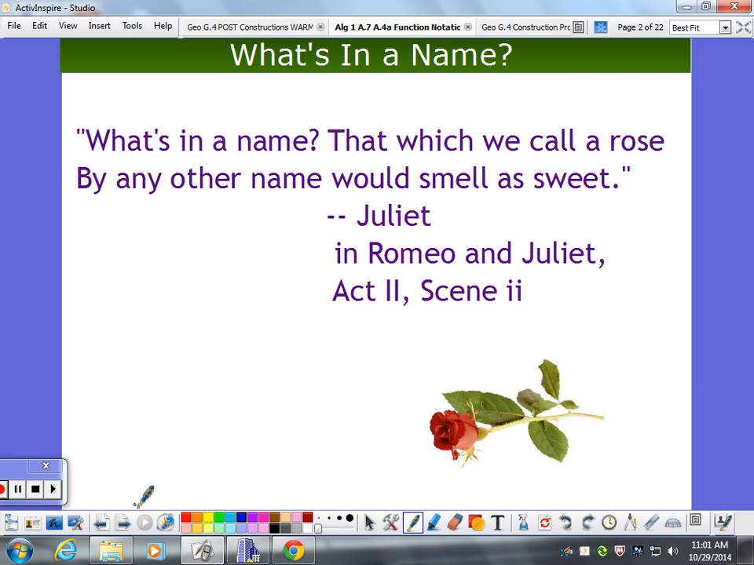Notation today. Does anybody recognize this quote? What's in a name? That which we call a rose by any other name would smell as sweet. Now tell me where it comes from. Romeo and Juliet? A play by Shakespeare, right? Which love story? The love story.